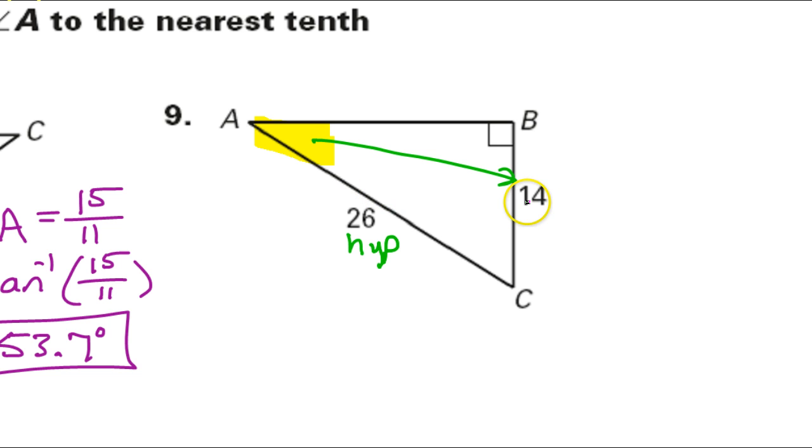Now how about this 14? From angle A, is this the leg that is opposite or adjacent? This is the opposite leg. Look how far away it is. It's across from angle A. That's opposite. Adjacent would be close right here. Which trig function is this? Opposite, hypotenuse.